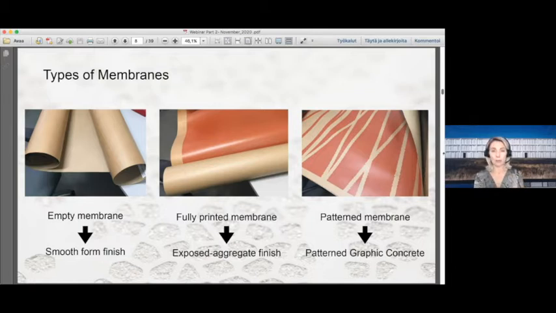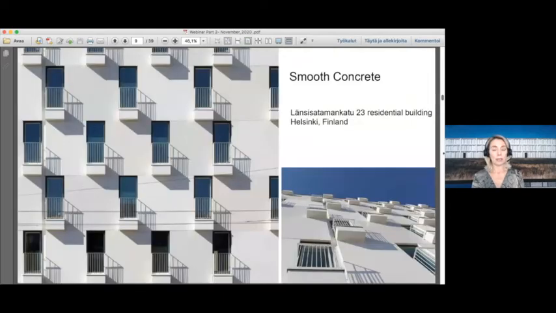Then we have a fully exposed membrane, or fully printed membrane, that would make a fully exposed aggregate surface. You can use that also if you just want to expose the whole area. The most interesting part, of course, would be the membrane with the graphics, where you can see the orange color. That's where you would have your exposed aggregate, and where you don't have any print, that's where it's going to be smooth. So here's an example of the smooth concrete project.